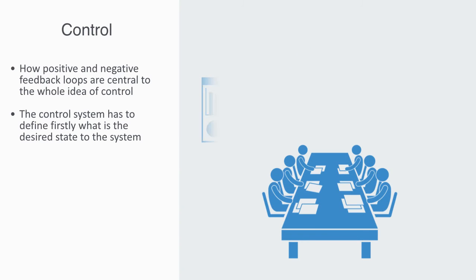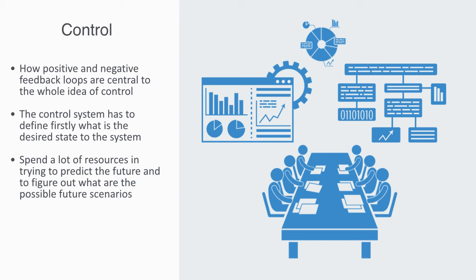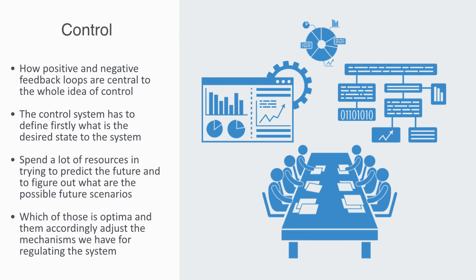This may be simple when it comes to heating our house, but when we use a negative feedback loop to manage a whole corporation or economy, we're going to have to spend a lot of resources in trying to predict the future, to figure out what are the possible future scenarios, which of those is optimal, and then accordingly adjust the mechanisms we have for regulating the system, such as taxation, grants, interest rates, and so on.